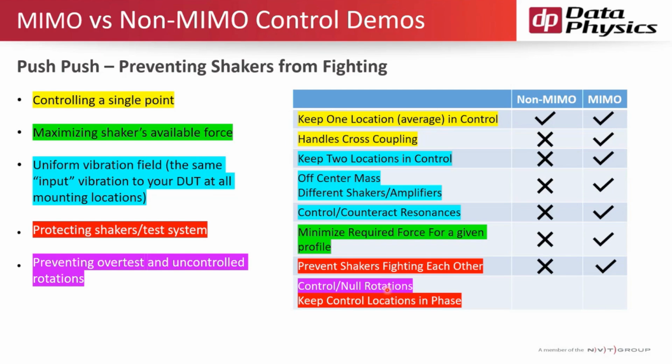Even if both your control PSDs are in tolerance, you might not even be measuring the rotations imparted to your test article. Now, if your concern is protecting your shaker system, if those two shakers move out of phase and cause a rotation at low frequency, that could cause damage to your armatures and to your head expander. So keeping the two control locations in phase, or nulling rotations, should be of concern to you if your big concern is to protect your test system, your shakers.